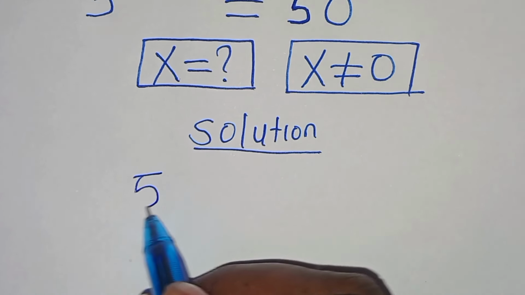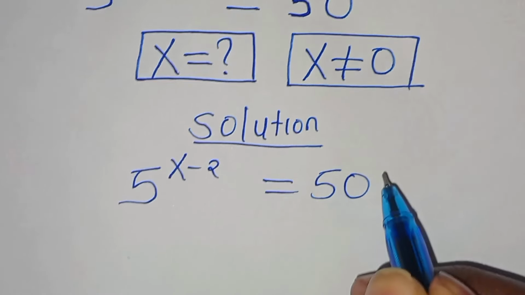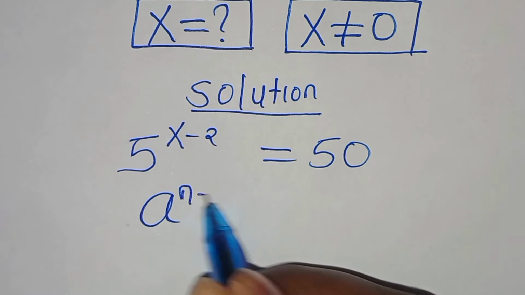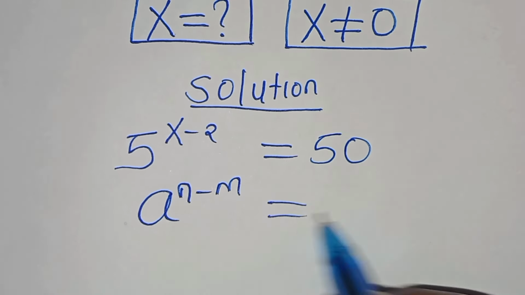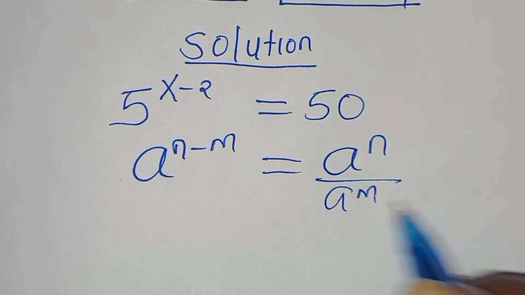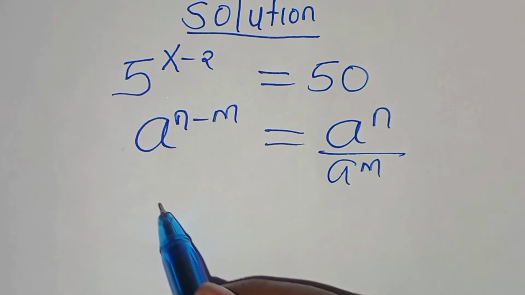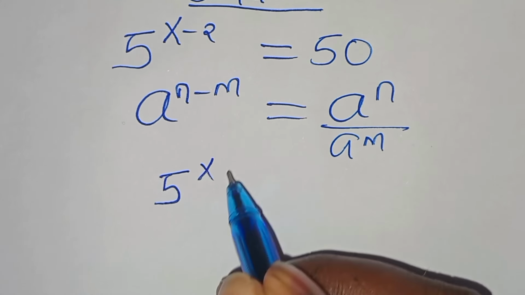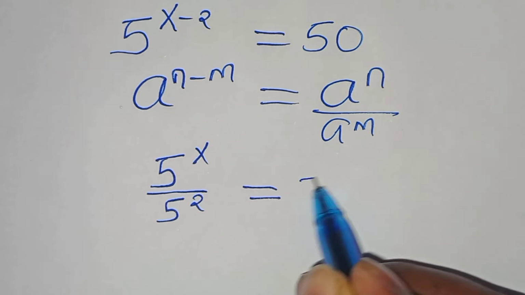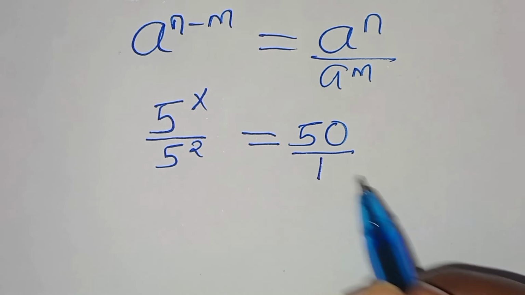So 5 to the power of x minus 2 is equal to 50. This exponential equation is in the form of a to the power of n minus m, which we can express as a to the power of n divided by a to the power of m. Applying this exponent property, here we have 5 to the power of x divided by 5 to the power of 2 equal to 50. So 50 is a whole number, so this is over 1.